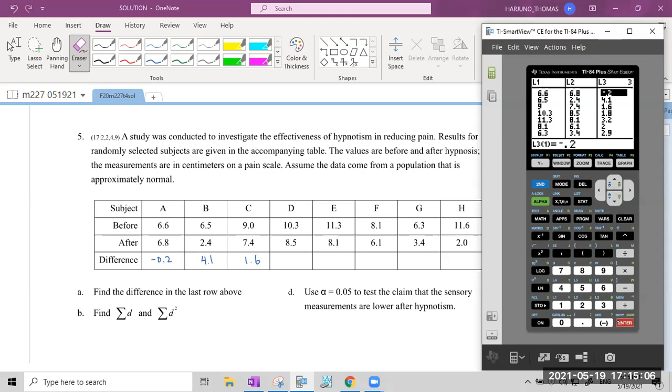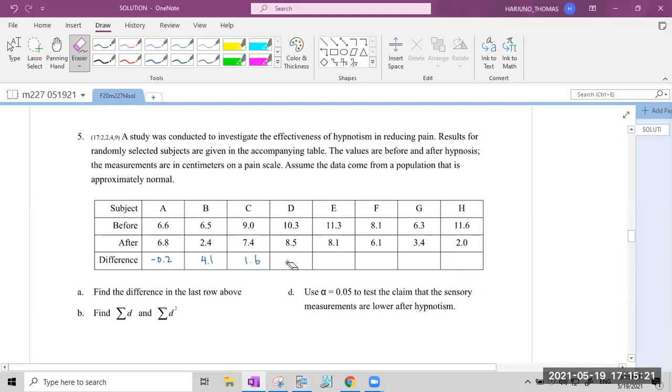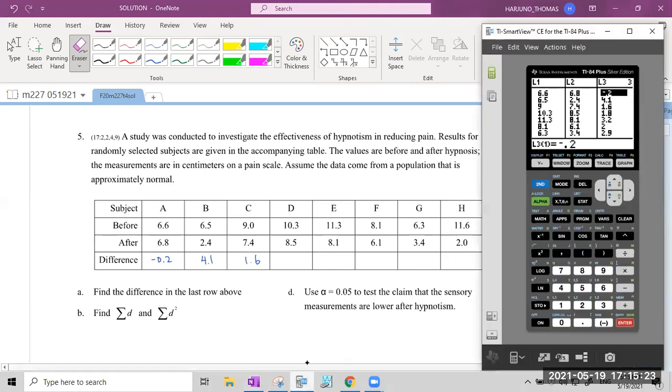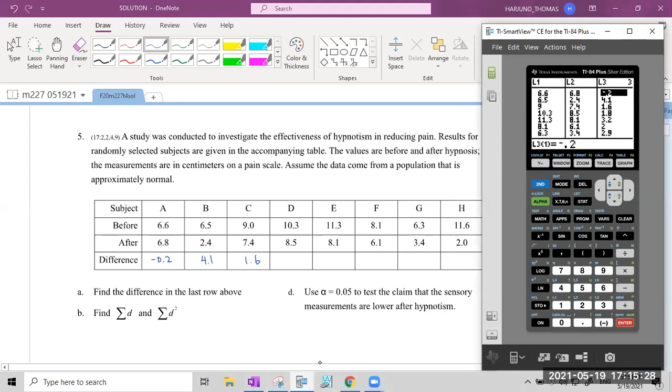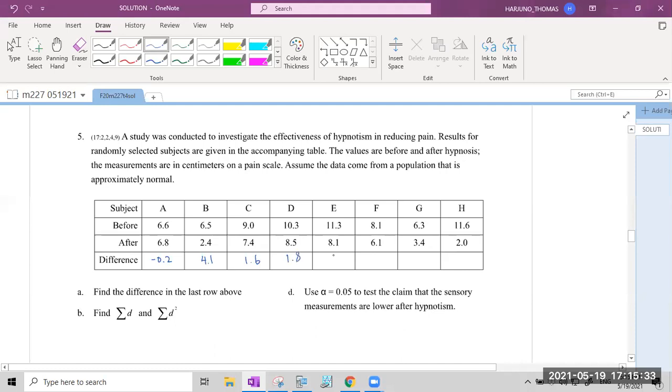Now, I know that if you only need to fill up this row here, you just do it manually. There are only 8 subtractions to do. But the thing is, after that, we will compute the sum of these squares, right? And instead of doing that one by one, I will just use calculator. So the next one is what? 1.8, 3.22, this is 2.9, and this is 9.6.